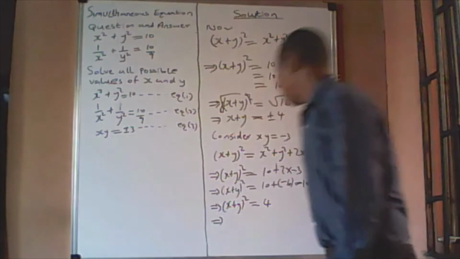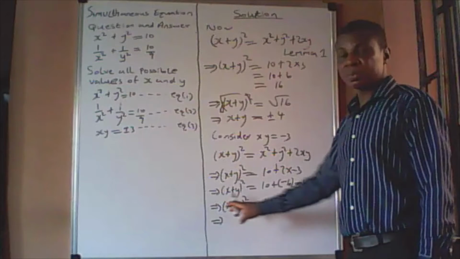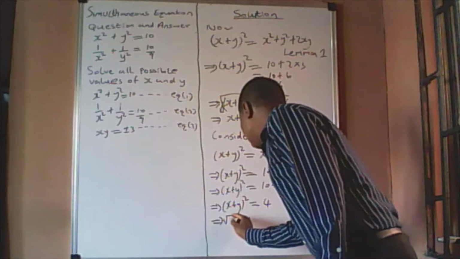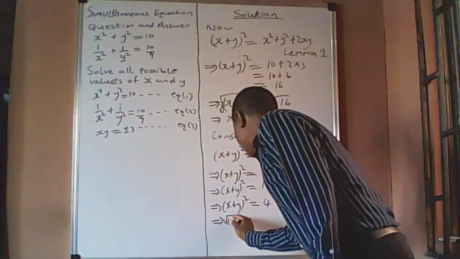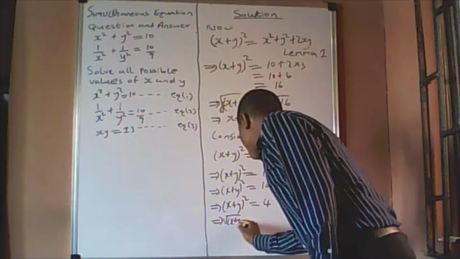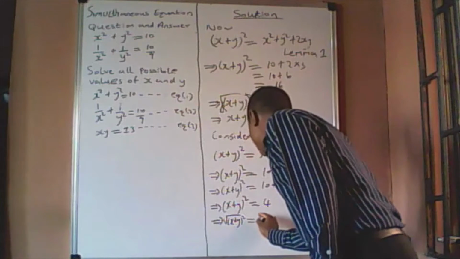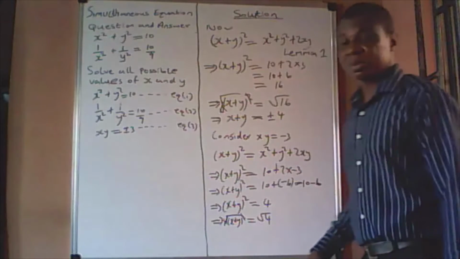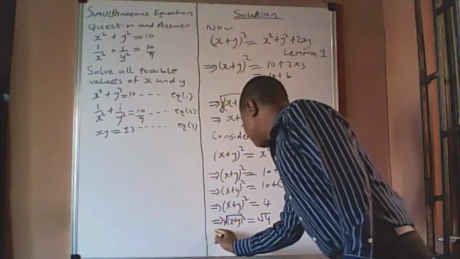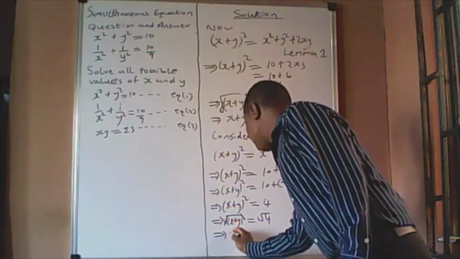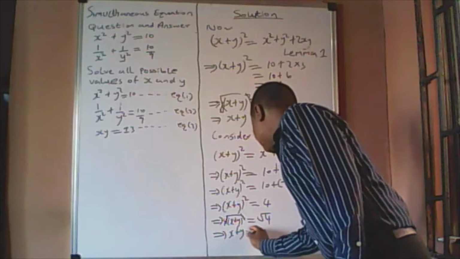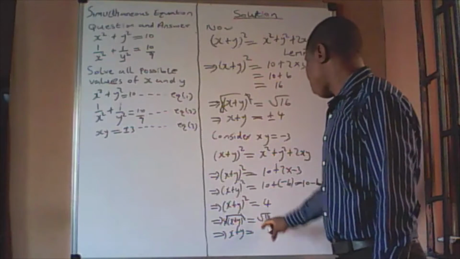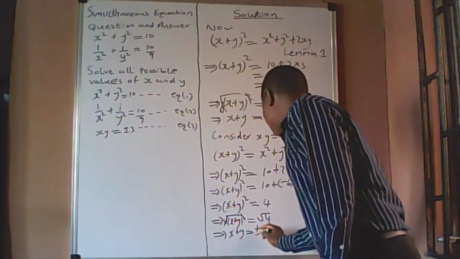It implies we take the square root of both sides of the equation. We get root of (x plus y) all in parentheses power 2 is equal to root 4. The square root cancels the square. It implies x plus y is equal to square root of 4, which is plus or minus 2.